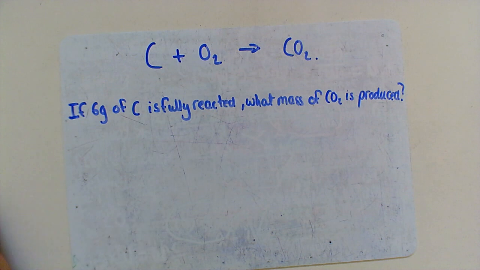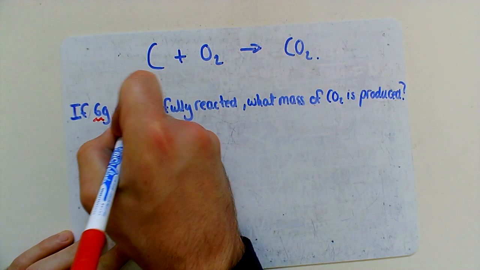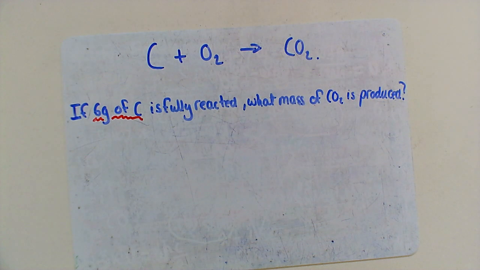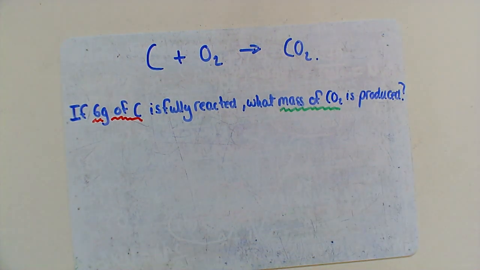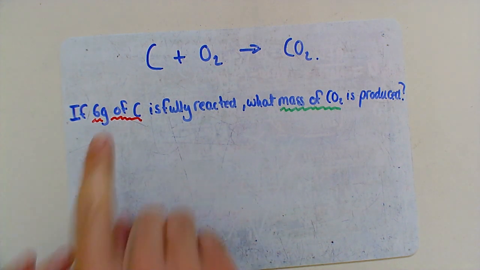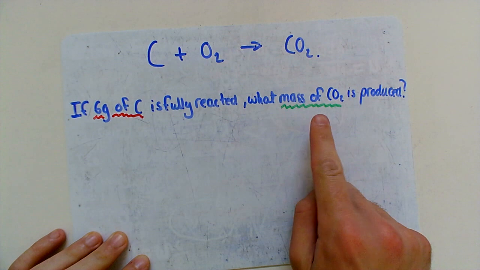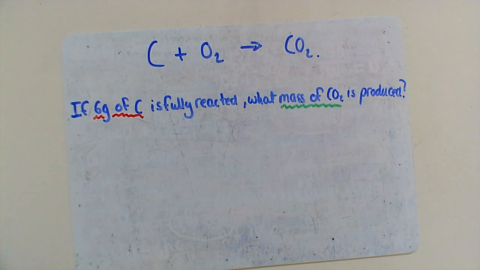So this one, we're starting with a mass, 6 grams of carbon, and we are being asked for a mass. At no point in the question is the word mole or moles used, but we're going to have to use our knowledge of moles in order to answer this question. So just like before, we're going to look at the molar ratio. In this case, we only need to look at carbon and carbon dioxide.